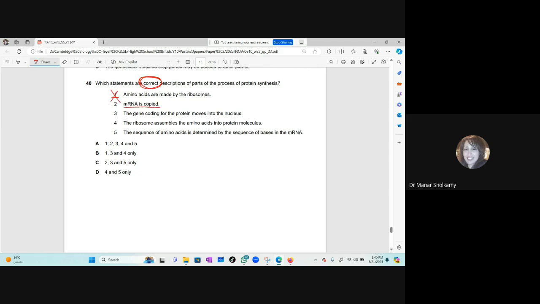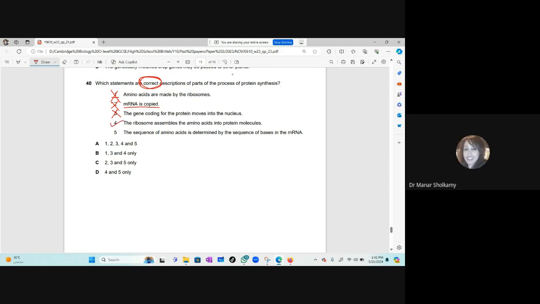Messenger RNA is copied. Wrong. No, it's the DNA that is copied. 3, the gene coding for the protein moves into the nucleus. Does the gene move? Wrong. Okay. 4, the ribosome assembles the amino acids into protein. Isn't this the correct function of the ribosome? Yes, so 4 is correct.